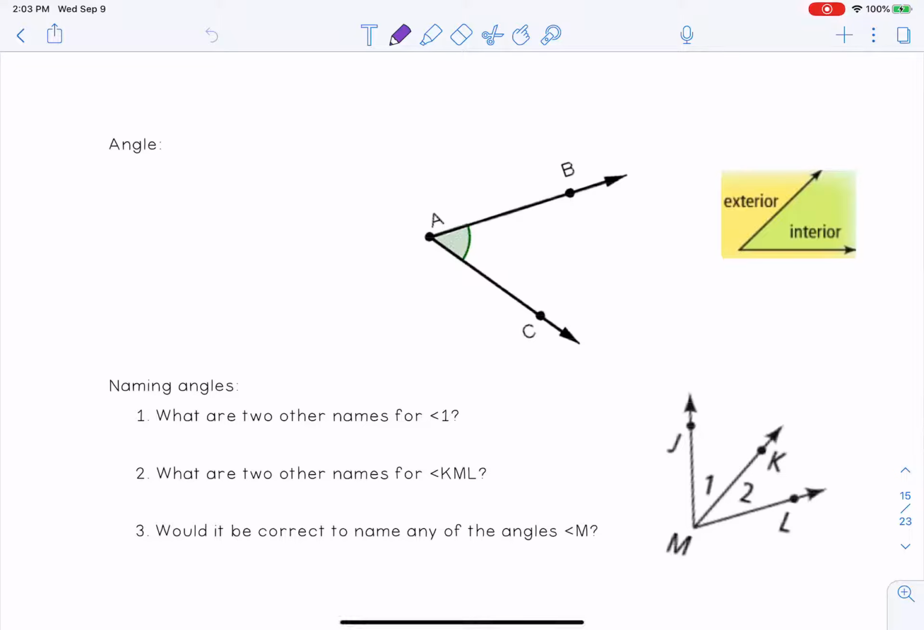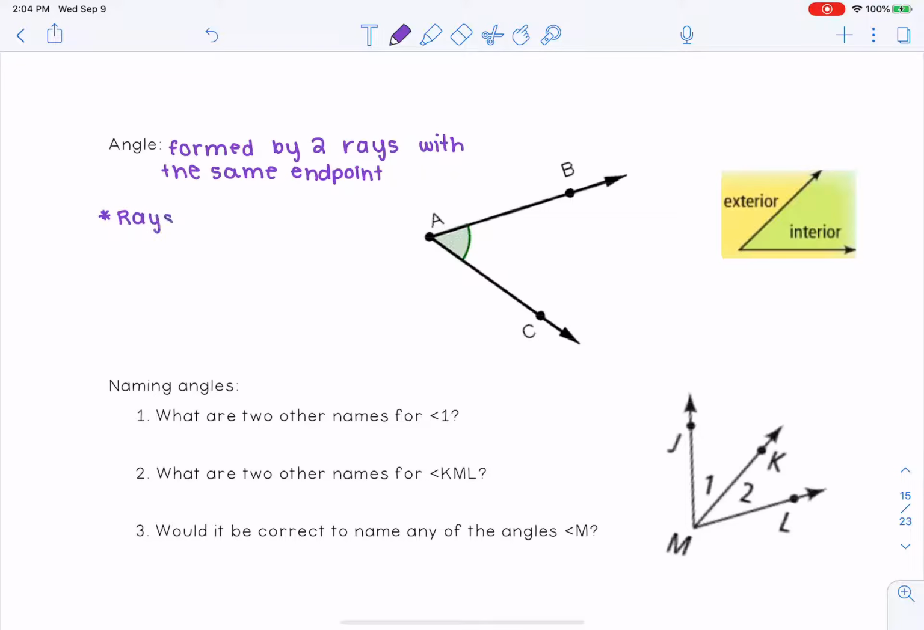So an angle is something that is formed by two rays with the same endpoint. So the rays are the sides of the angle, and the endpoint is the vertex.